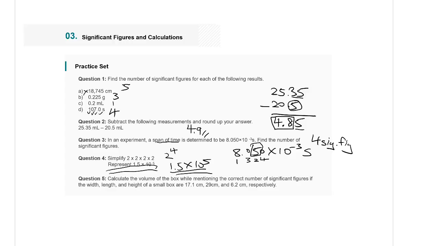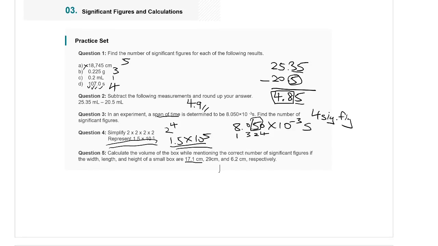We calculate the volume of a box, with the correct number of significant figures. The width, length, and height of a small box are 17.1 centimeters, 29 centimeters, and 6.2 centimeters respectively. Again, before I do any significant figures analysis, I will just find out the answer. It's very important to find out the answer; significant figures is only part of the answer. So how do we find volume? For volume, we have our width times our length times our height.